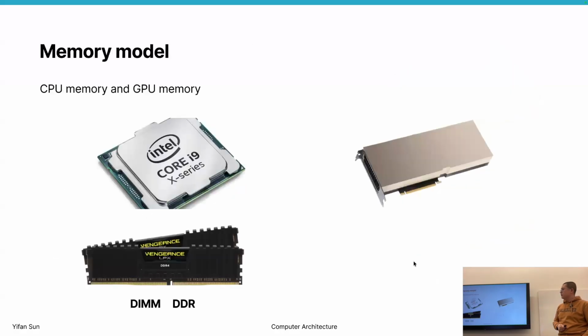Okay, then talking about the memory model, and how memory works. For a CPU, if you have built a computer before, you need to buy memory on your own, right? The memory you buy on your own is called DIMM.